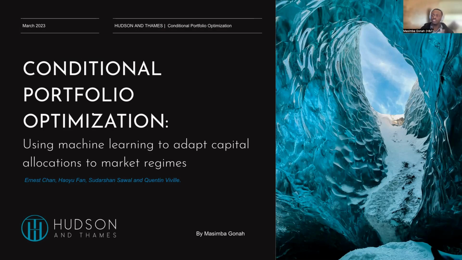So today's paper is titled Conditional Portfolio Optimization. I felt like it was a very interesting paper because it reveals a lot, but at the same time doesn't reveal much at the same time. More to that will come. I'll explain further.